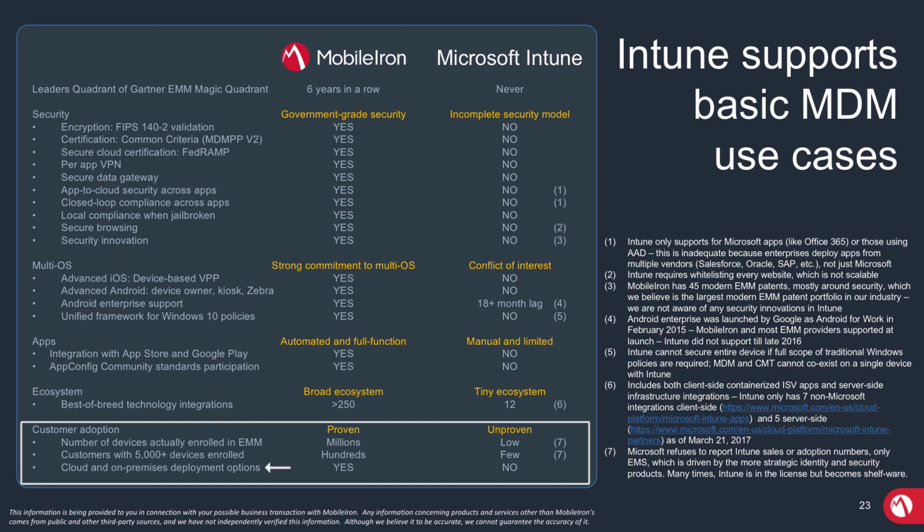And finally, the last thing I'll mention is that because of our heavy focus on security, we have 2 different deployment models, not just the cloud, but also on premises. That's always been a very big strength of MobileIron, and that's an area where Intune really doesn't have the option. It's cloud only.